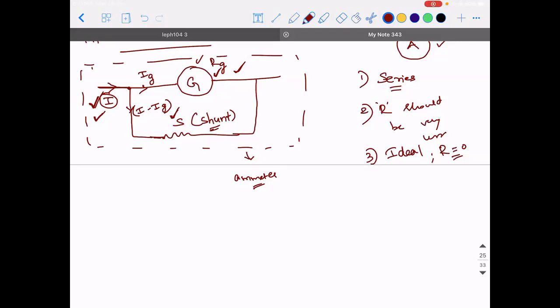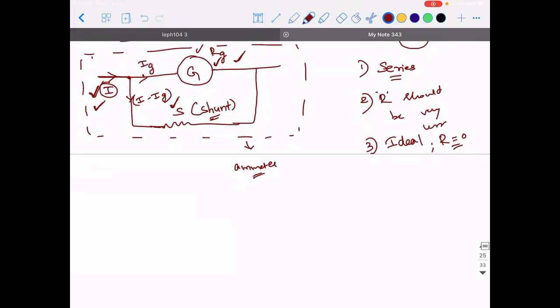What is the modification you're doing? You're taking an extra resistor and connecting it in parallel to the already existing resistor. The next question we need to answer is, what is the value of shunt resistance that I need to connect across the existing galvanometer so that it is able to measure a range of 0 to 5? Does it make sense?